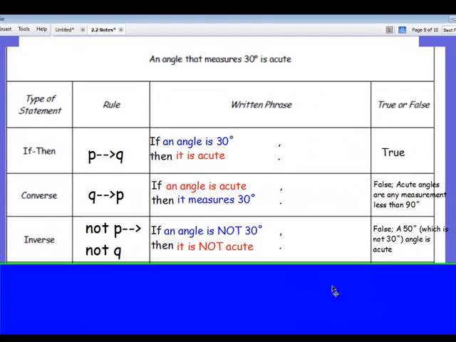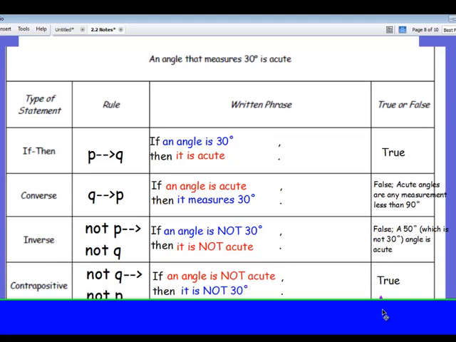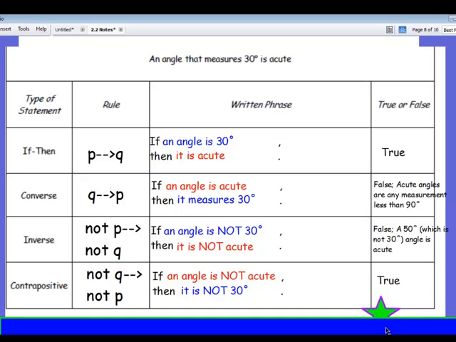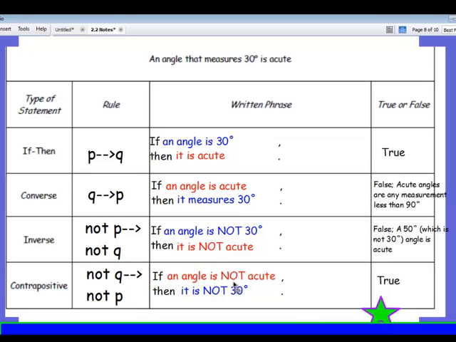For your inverse, you should have, if an angle is not 30 degrees, then it is not acute. This is also false. A 50-degree angle, which is not 30 degrees, is acute. That proves it wrong. And last but not least, you have your contrapositive. If an angle is not acute, then it is not 30 degrees. This is true. Angles that are not acute are also not 30 degrees.